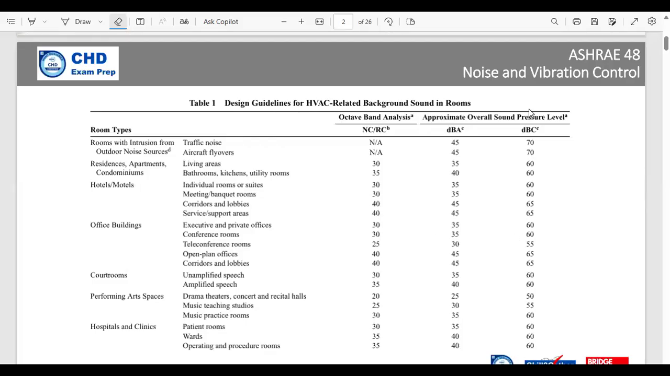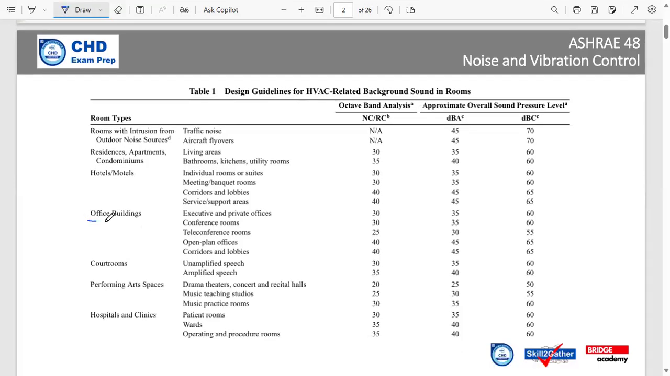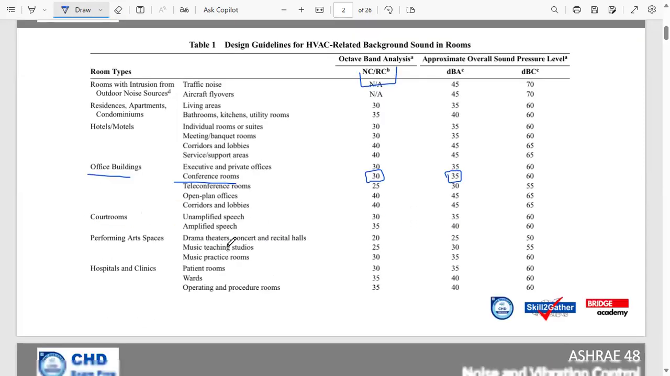Let's talk about noise and vibration control. If we look at ASHRAE Chapter 48, from the Applications book, we get a table. This table talks about the sound limit. For instance, if you're designing an office building, the NC or RC limit for a conference room is 30. This is about 35 decibels, so the decibel value is always about 5 decibels more than the NC limit.